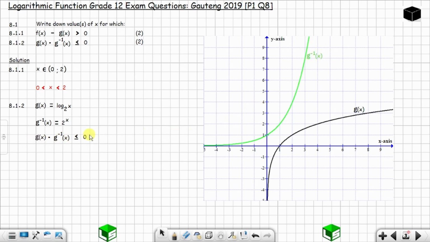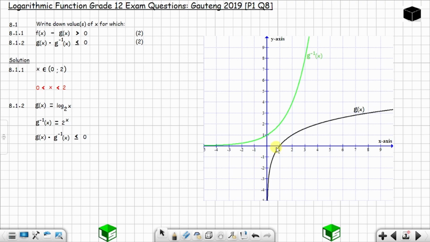So for you to have this satisfy, you can see you need this times this less than 0. Less than 0 means negative. So either of them must be positive and the other one negative. So that you can have positive times negative, you are going to have negative, or negative times positive, you are going to have negative.